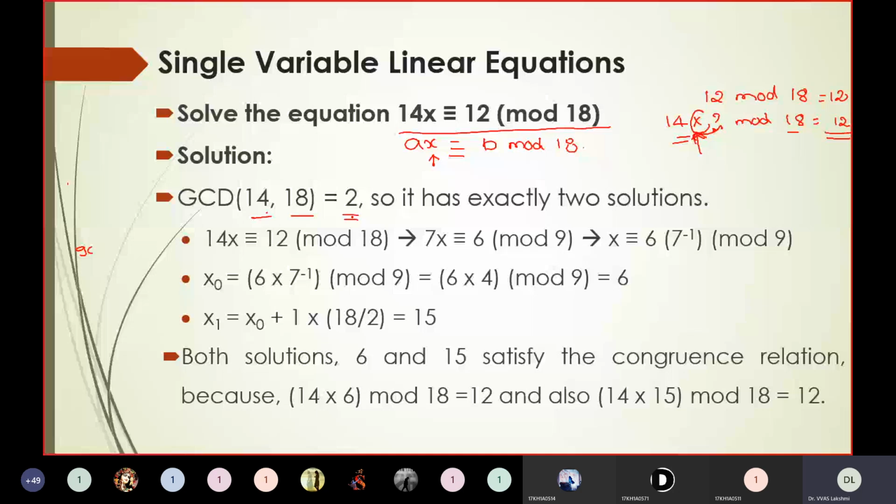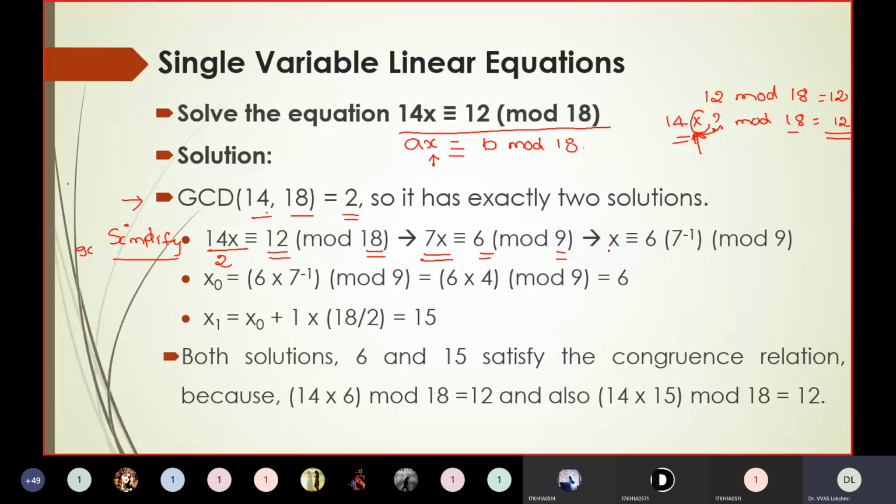సో ఫస్ట్ దిస్ ఇస్ ద ఫస్ట్ స్టెప్. ఆఫ్టర్ దట్ we will simplify the solution. How to simplify? What is the GCD value? 2. So the entire equation gets divided by 2. So 14x by 2, that is 7x. 12 by 2, that is 6. 18 by 2, that is 9. Okay, this is the simplification process.